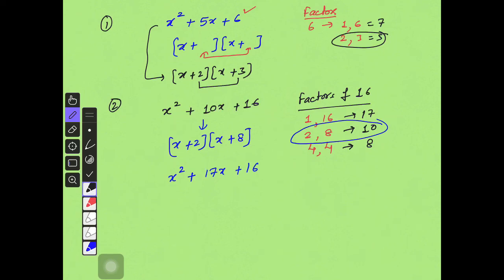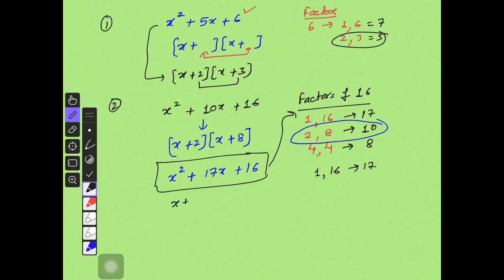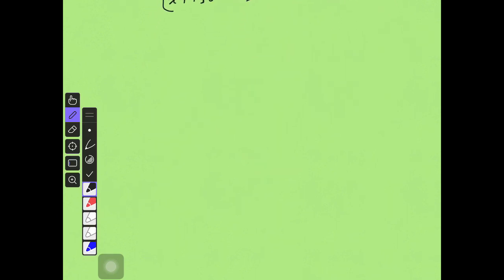Let's take another example, x square plus 17x plus 16. In this case the product remains the same, but the sum will be different because it is 17x. So here we are going to choose 1 and 16 because if you add them, you get 17. So we can split as x plus 1 and x plus 16. You can cross verify: 16 times 1 is 16, and 16 plus 1 is 17.